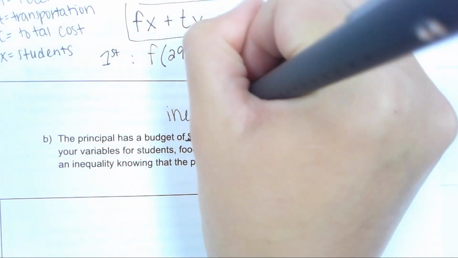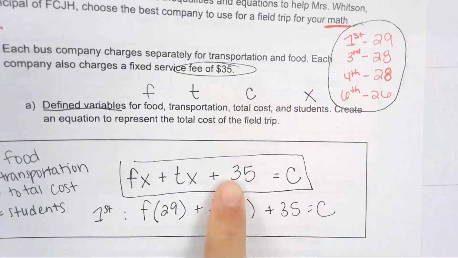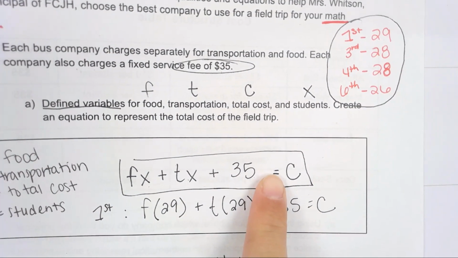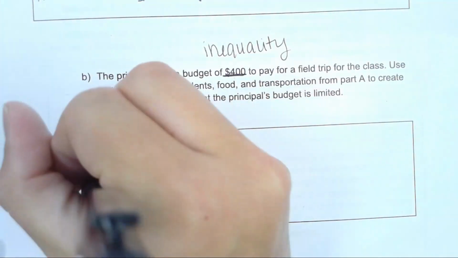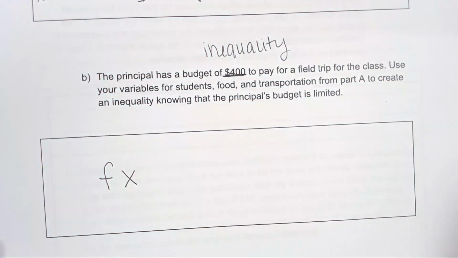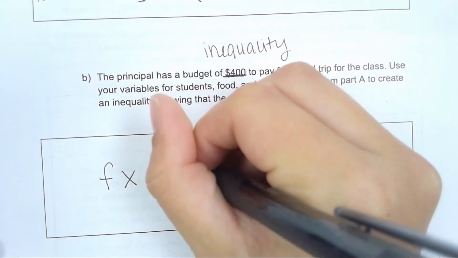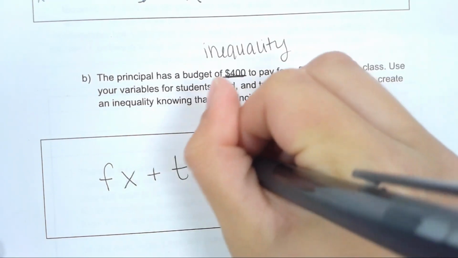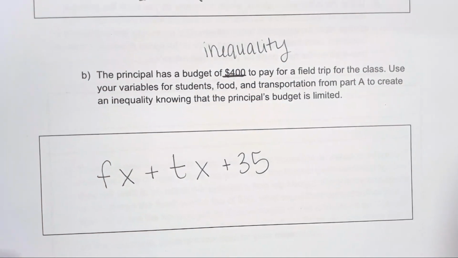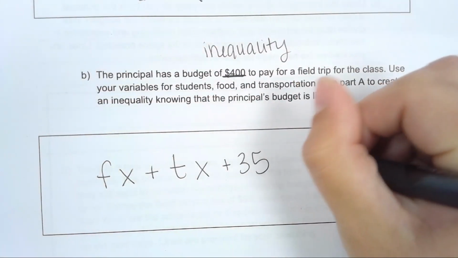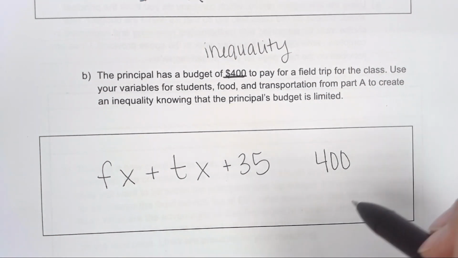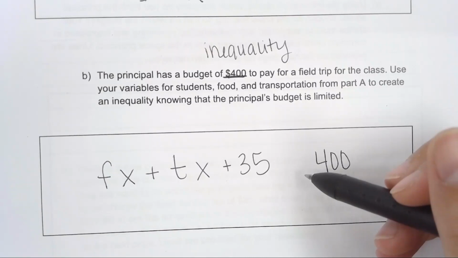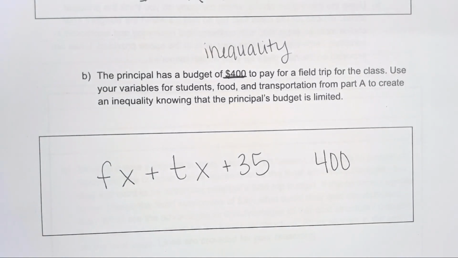So we just need to set up the same equation from Part A, however, we're just going to change the equal sign to an inequality sign. So I'm still going to have the food times the amount of students plus the transportation times the amount of students plus the $35 service fee. And then if we have a budget of $400, that's going to be our total cost. But you guys need to figure out what inequality symbol we need. A couple different ways you can think about this is if we have a budget of $400, can we go over $400?